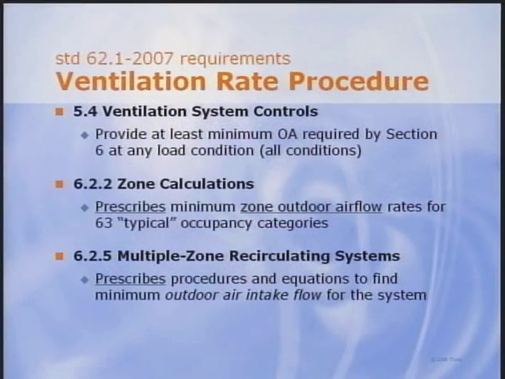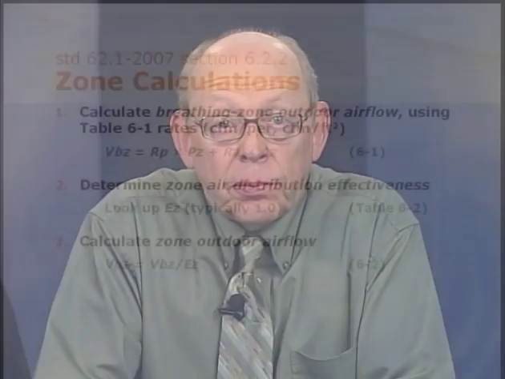Section 6.2.2 prescribes minimum breathing zone outdoor airflow rates for a long list of occupancy categories and a procedure to determine minimum zone outdoor airflow, especially at design. Section 6.2.5, along with Appendix A, prescribes equations to be used to find the intake airflow for any multiple zone recirculating system. These equations must be followed for design, but they also apply at part load. Remember, intake airflow must be sufficient for current ventilation needs at all load conditions.